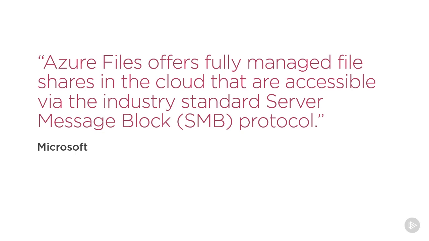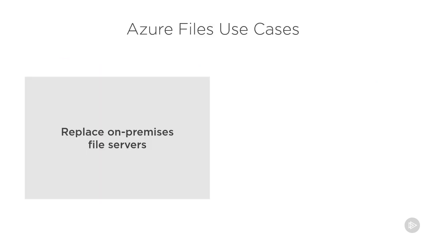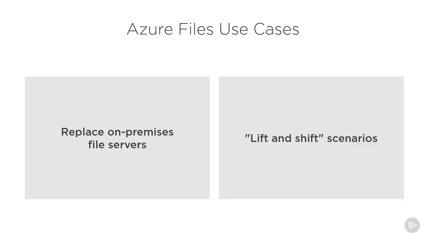You just create a new file share under Azure Storage and then you can map it to your local machine. So Azure Files can be used to replace on-premises file servers. This is great if you are using legacy applications which use shared files and you want to lift and shift them to the cloud. You can simply migrate the files from your on-premises file server to Azure Files and point your application to use this new storage.